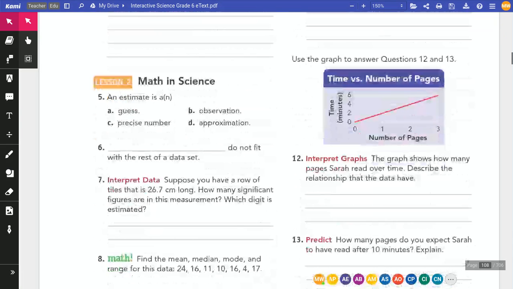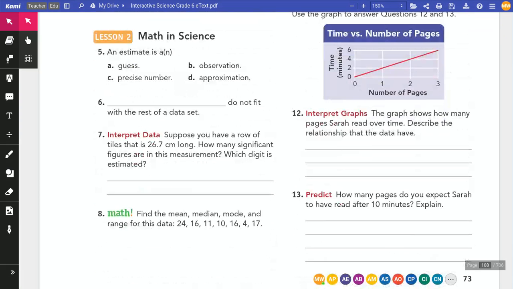Lesson 2. Math and Science. 5. An estimate is A. Guess, B. Observation, C. Precise number, D. Approximation. 6. Blank do not fit with the rest of a data set.